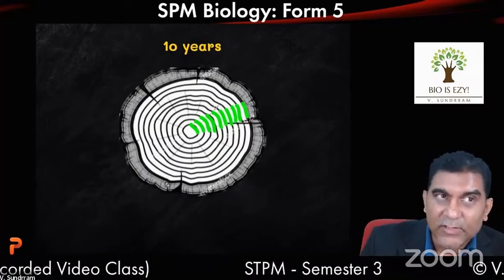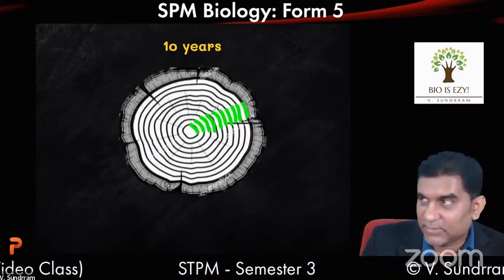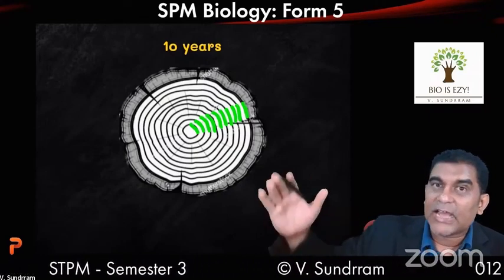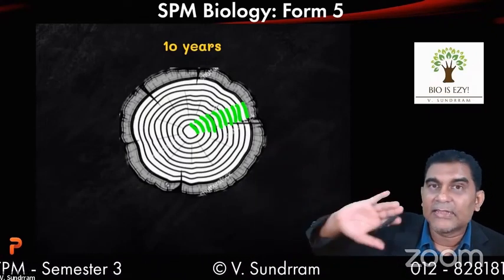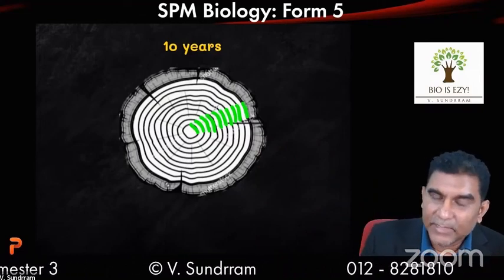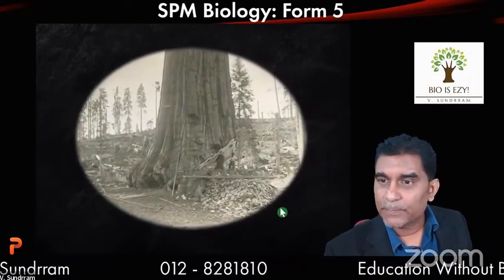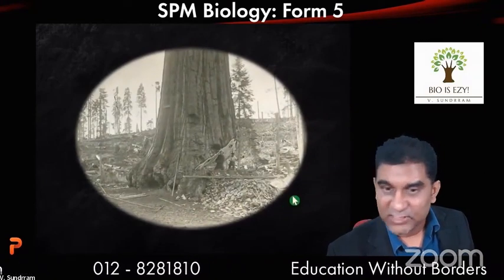Trial paper, even your textbook also has this question. They give the picture, they ask you what's the age. Just count the dark lines. How many dark lines? That is the age of the tree. Annual growth done.